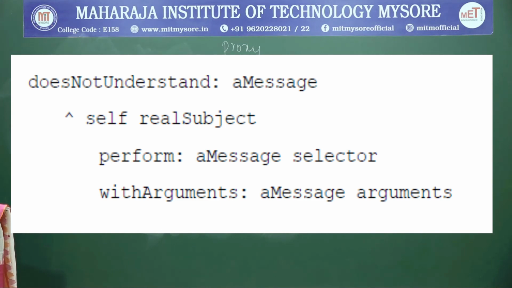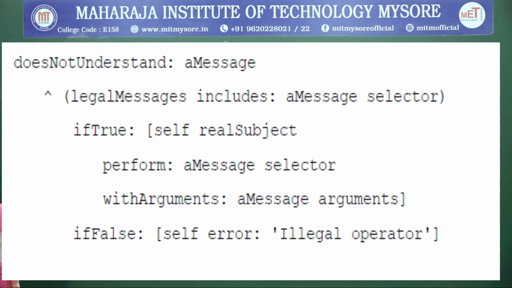So the proxy responds to all messages by making sure that the real subject exists before forwarding the message to it. One of the advantages of doesNotUnderstand is that it can perform arbitrary processing. For example, consider this coding. That is a protection proxy, specifying a set of legal messages to accept and then giving the proxy the following method, doesNotUnderstand, which takes a message.